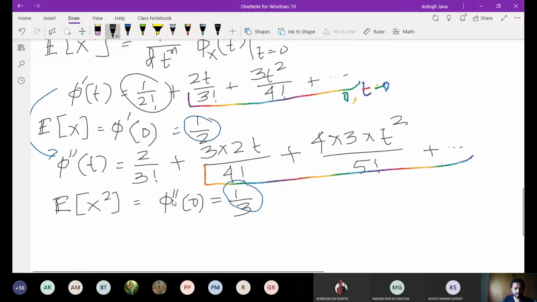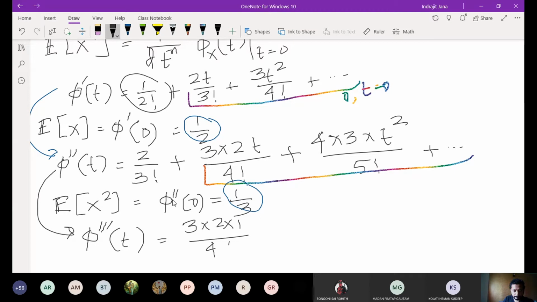Let's see one more. So differentiate it once more, phi triple prime of t. If you differentiate this thing once more, 2 over 3 factorial will vanish. You will see 3 times 2 times 1 over 4 factorial, plus 4 times 3 times 2 t over 5 factorial, and so on. Okay.